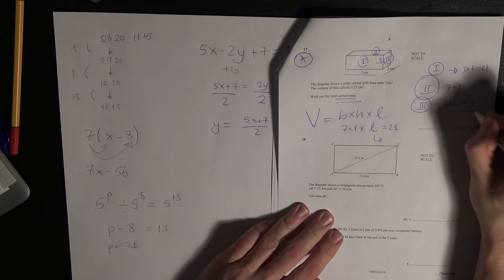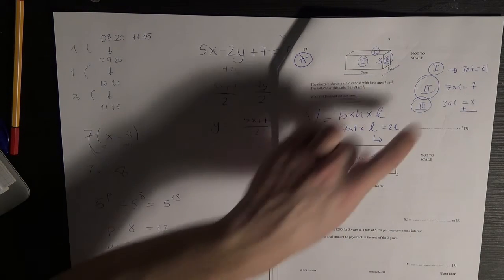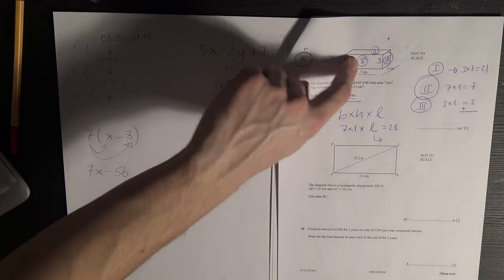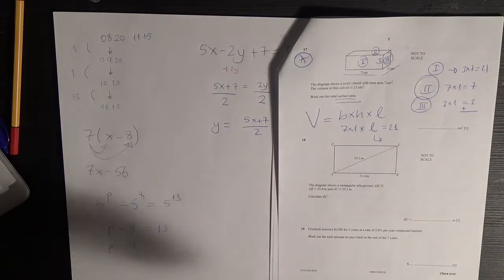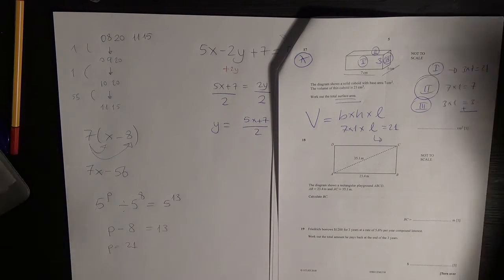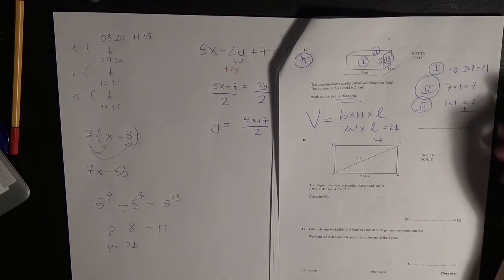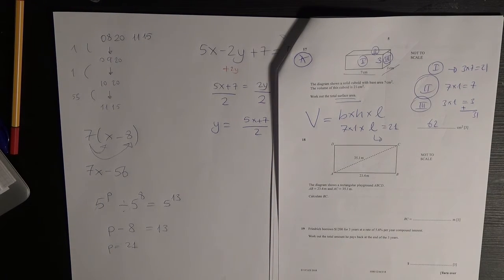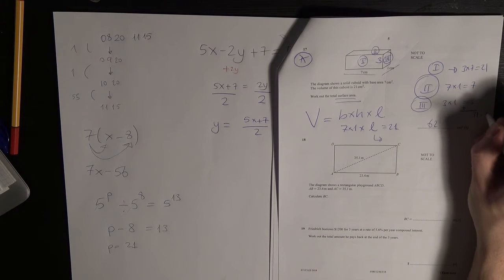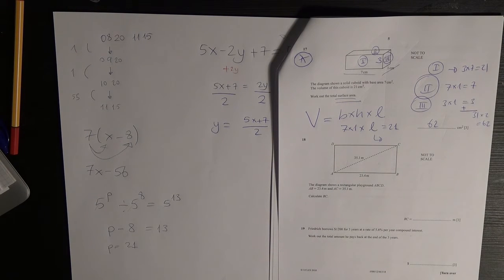I need to add this and multiply by 2, because I have 2 of the surface number 1. I have 2 of the surface number 2. I have 2 of the surface number 3. That's why I just add them up and then multiply. So this is 31. So the whole thing is 62 centimeters square, because 31 times 2 is 62.